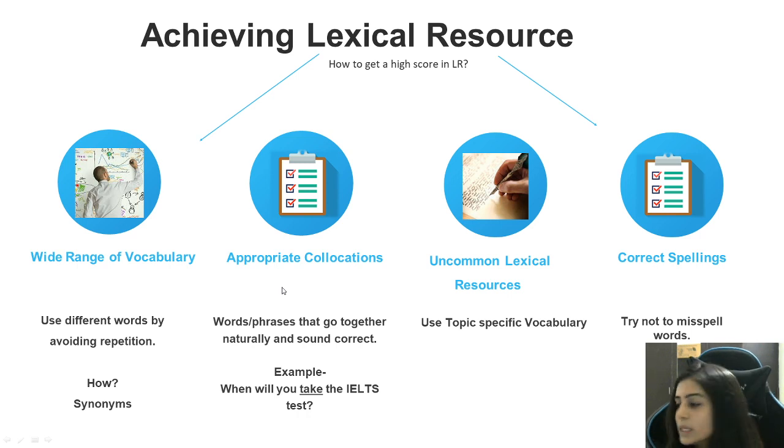Okay, so words and phrases. Phrases are basically two or three words combined together, which are not complete sentences, but two, three words. So words or phrases actually mean the same thing.